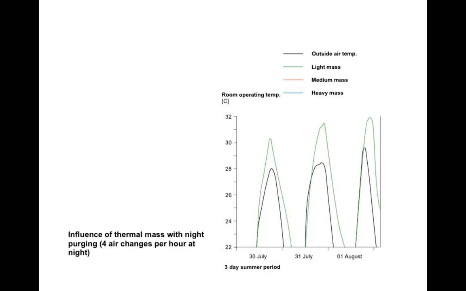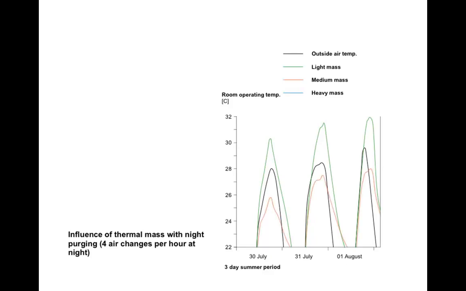All right? So we're saying that that building is predominantly made with light construction, and the temperatures in that building are peaking up. They're going up to 30, down again, up to 32, down again, up to 32. So we're typically getting internal temperatures that are hotter than the outside air temperature. And 32 degrees is not a comfortable temperature.